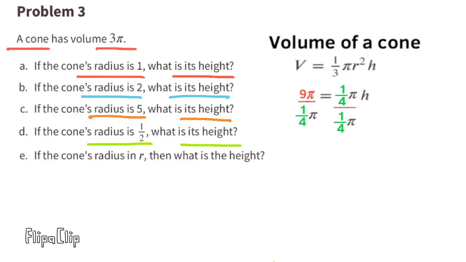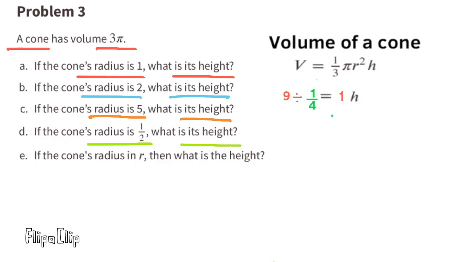by 1/4. 9 pi divided by 1/4 pi is the same thing as 9 divided by 1/4, because the pi divided by pi cancels each other out. And pi canceled itself out on the right side of the equal sign as well. So now the equation reads 9 divided by 1/4 equals 1 times h.